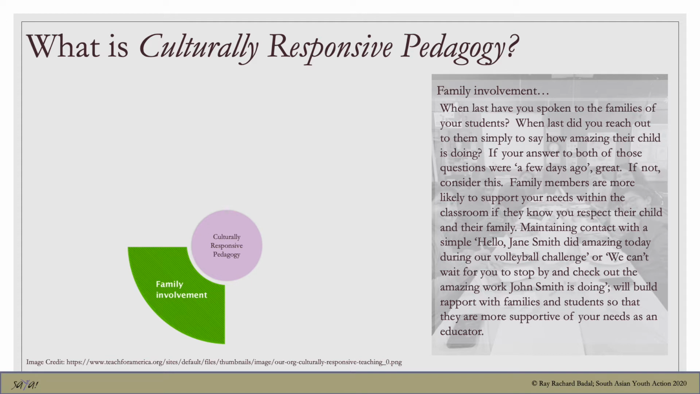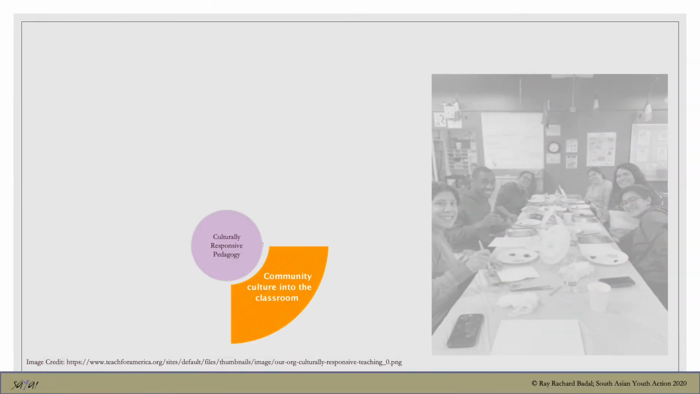If not, consider this. Family members are more likely to support your needs within the classroom if they know you respect their child and their family. Maintaining contact with a simple, "Hello, Jane Smith did amazing today during our volleyball challenge," or "We can't wait for you to stop by and check out the amazing work that John Smith is doing," will build rapport with families and students so that they are more supportive of your needs as an educator.